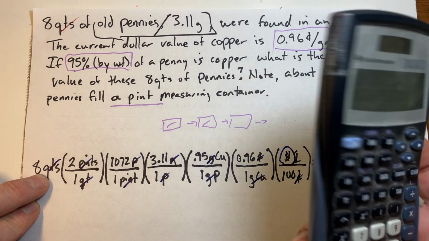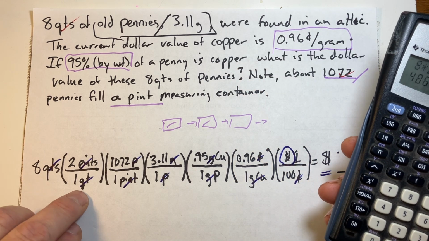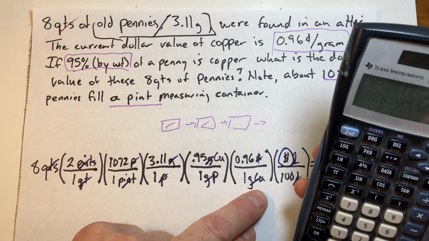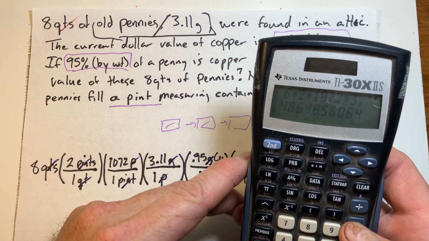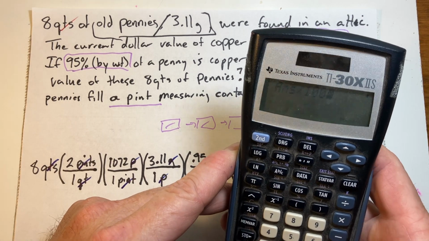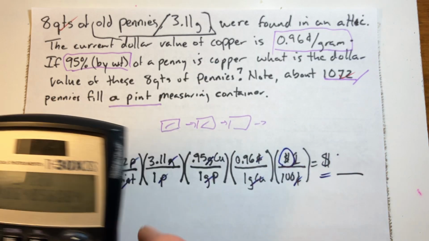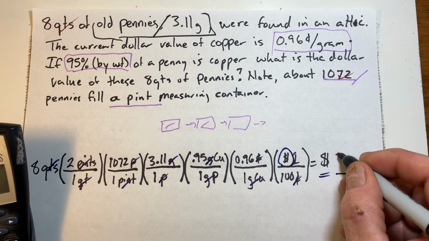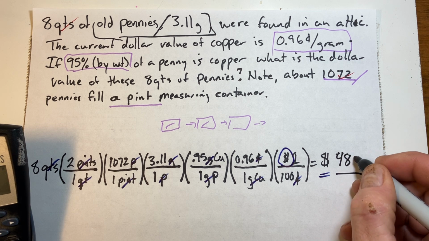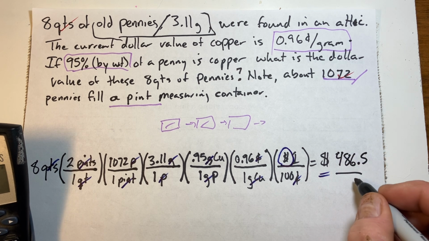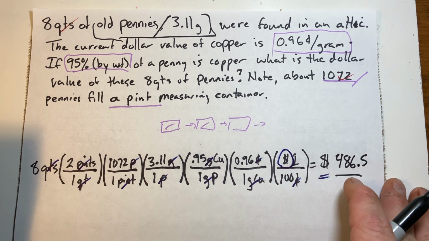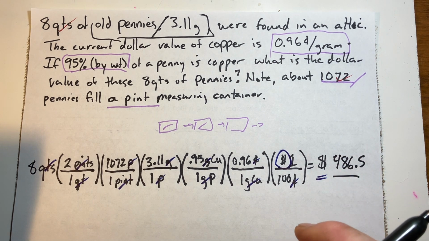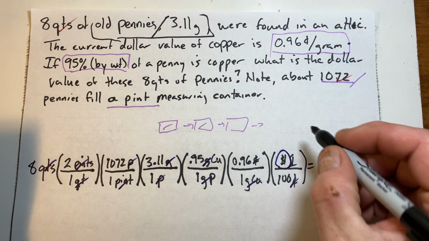So that's everything on the top, and the only thing I have to divide by on the bottom is 100. So I'm going to do that, divide this by 100, and we get, as a rough estimate, that she has about $486.5 worth of pennies in that collection of 8 quarts of pennies. She has about a total value of $486. That's how we do it.